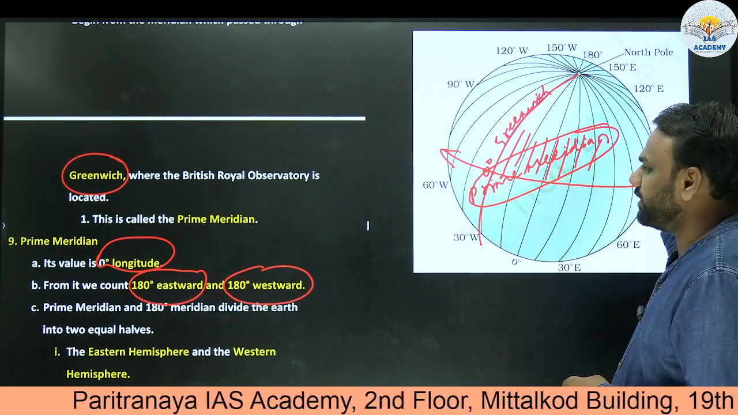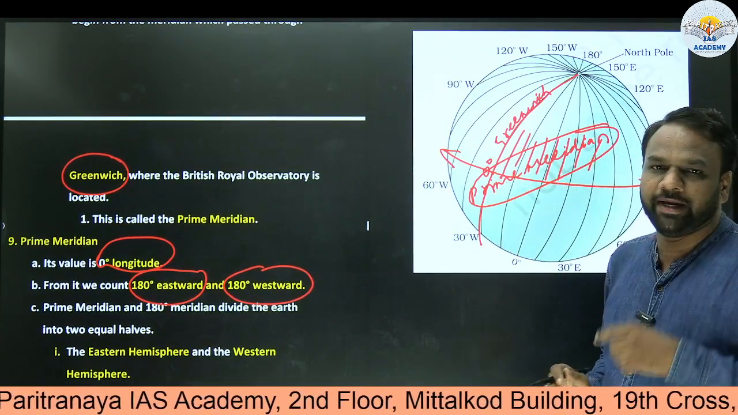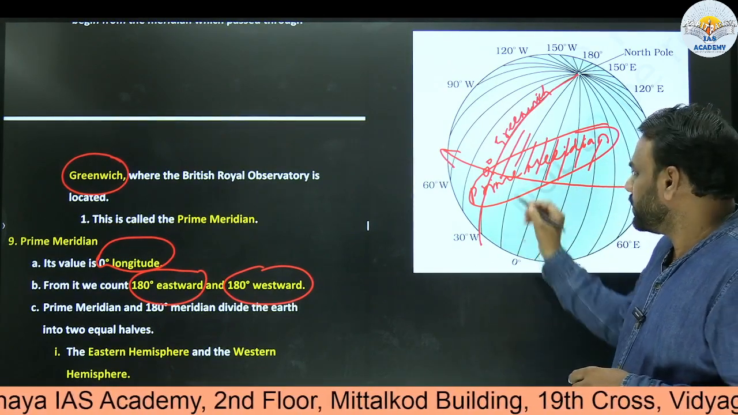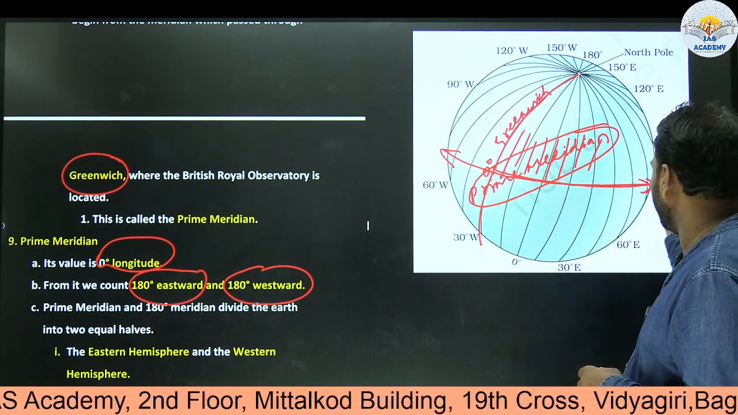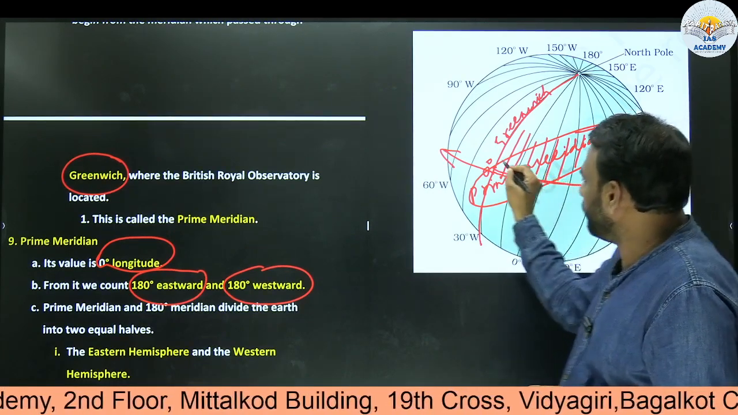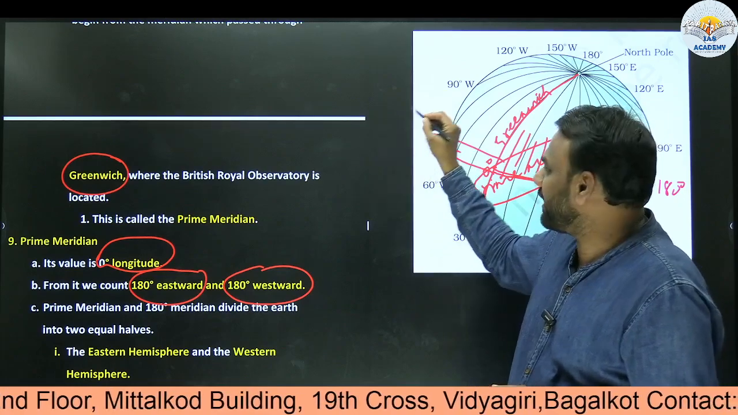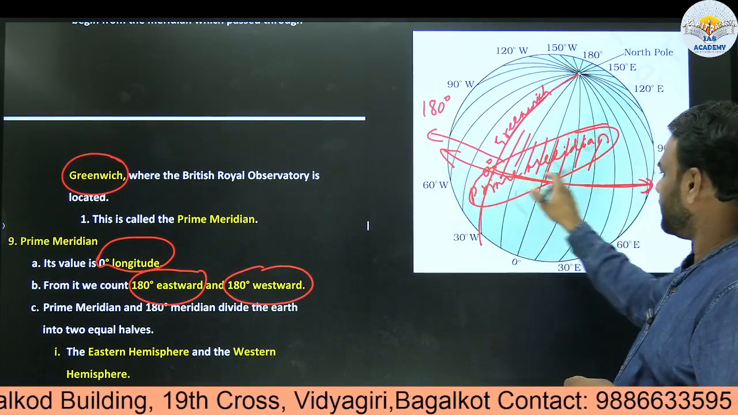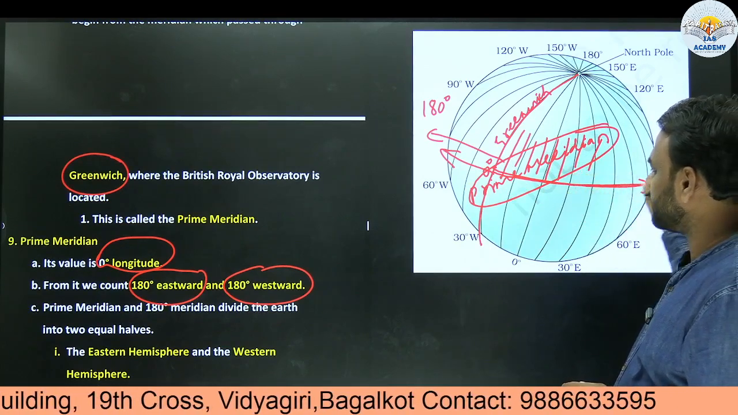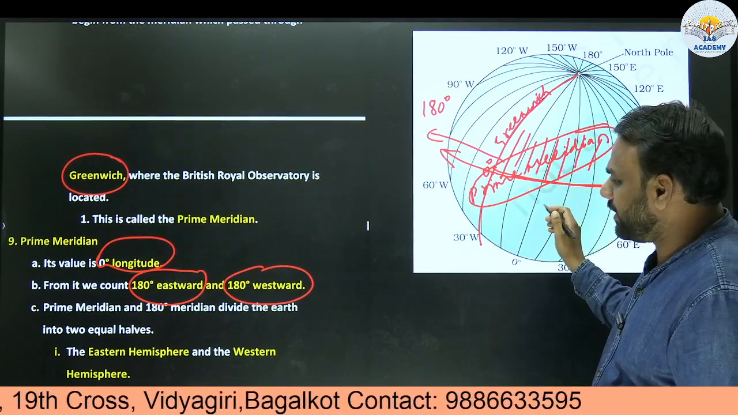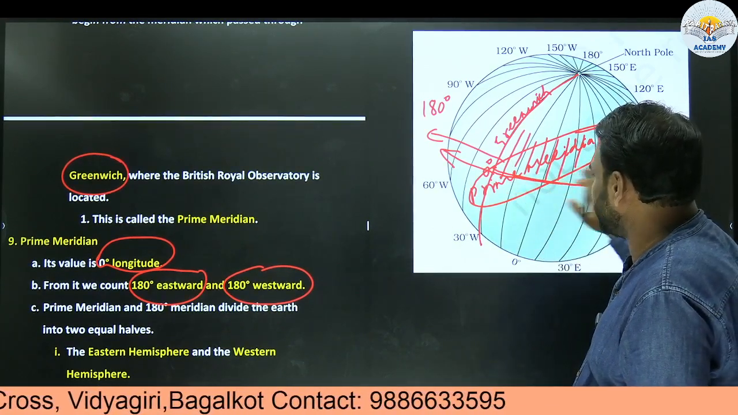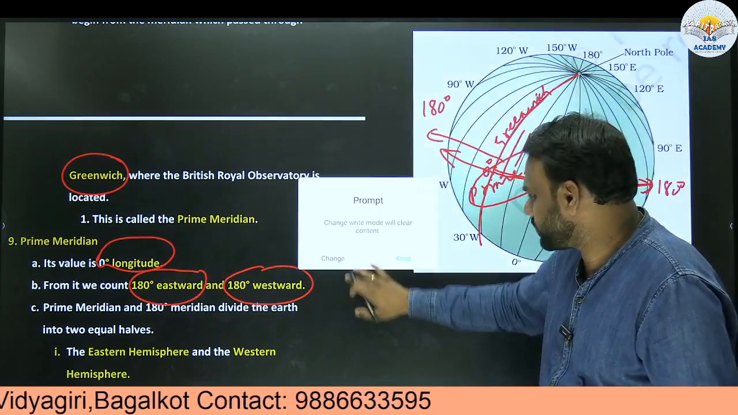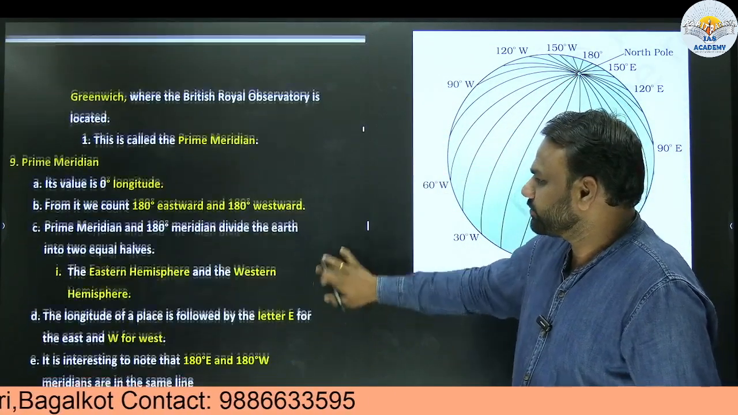So what will be the maximum degree that we will have here? 180 degree. So if we move in this direction, then it will be 180 degree. If we move in this direction, then the maximum degree that we can have here is 180 degree. So in this way, when we move towards the east, this is towards the east and this is towards the west.